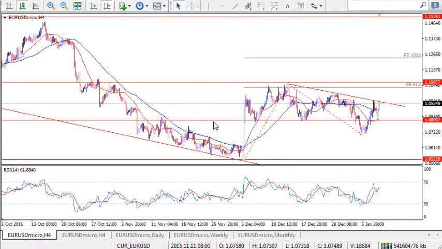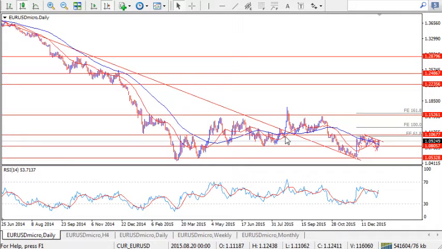Moving into a higher time frame again, we see that this level here is also a level that was providing support and resistance in the past. So this scenario is very probable.